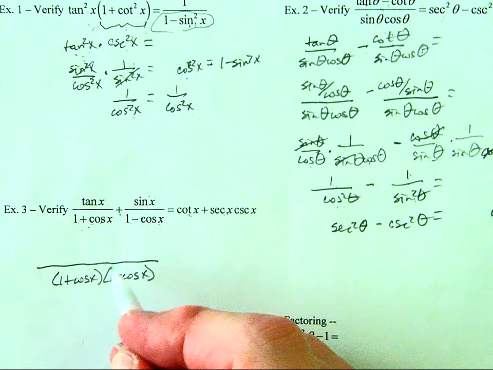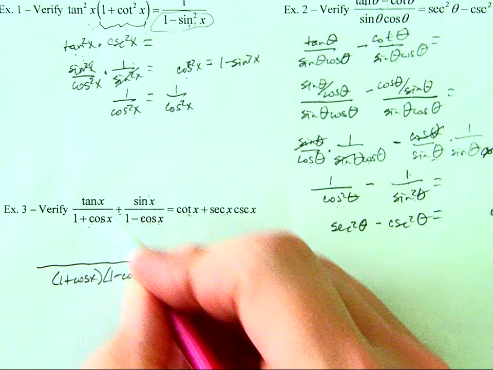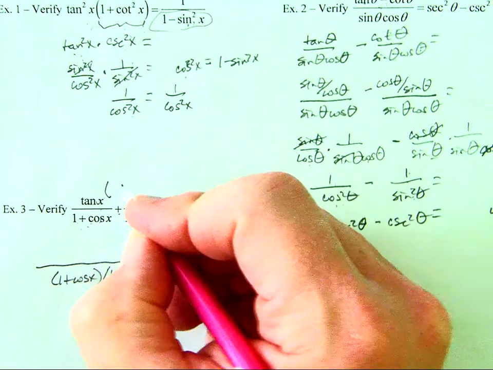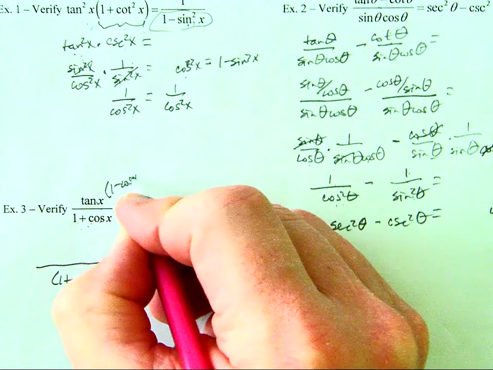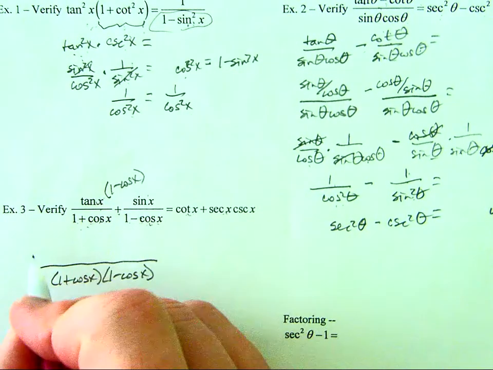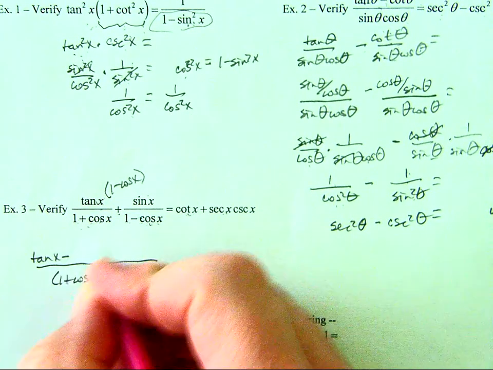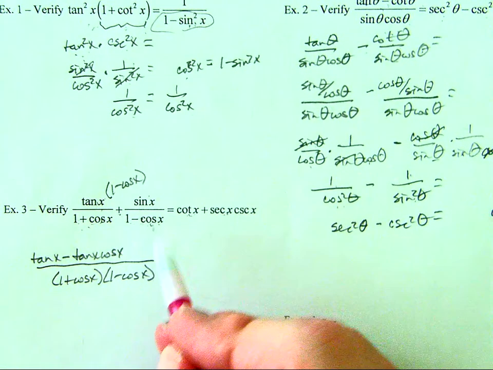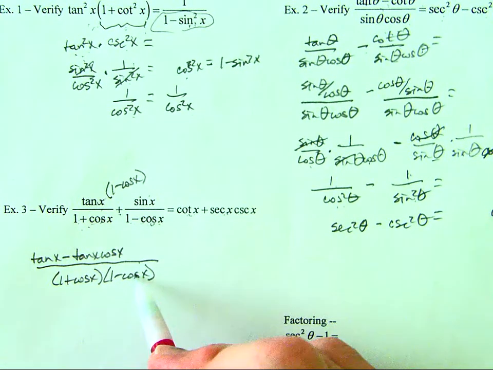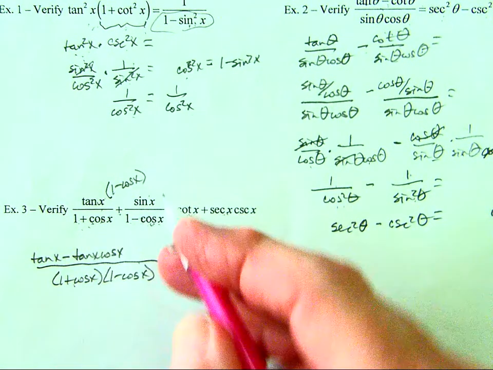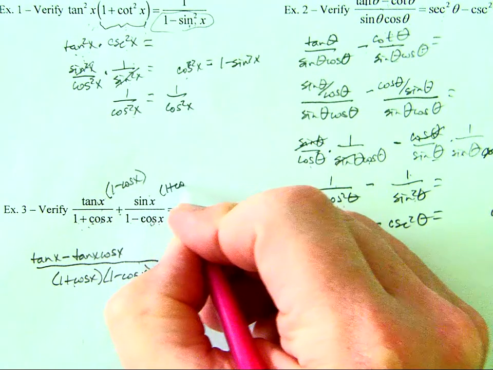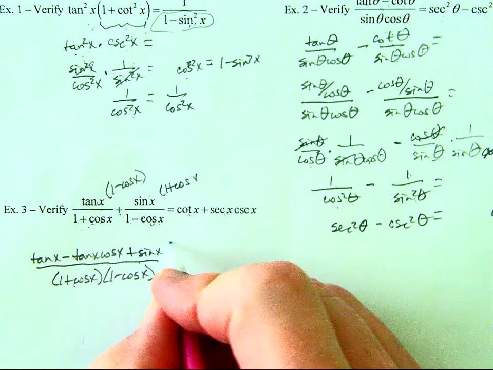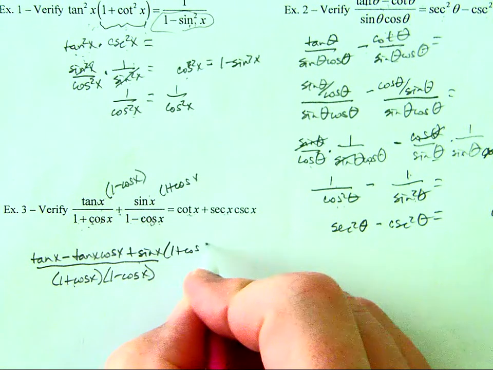That means to get a common denominator, we need to multiply this one by the denominator of the other one. So I need to multiply tangent times 1 minus cosine x. So that'll be tangent x minus tangent x cosine x. For this second one, it already has a 1 minus cosine. I need to multiply it by the other denominator, so 1 plus cosine x. So that'll be plus sine x times 1 plus cosine x.